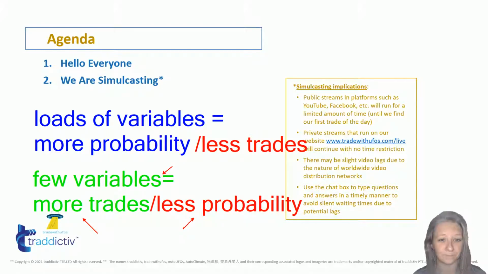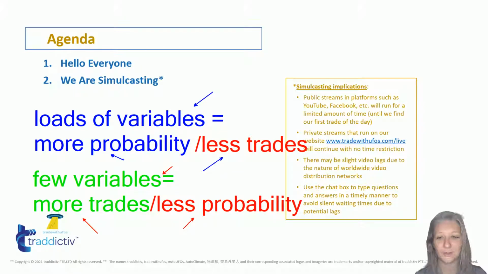If we have very strict variables where it has to hit this and this and this and this before I even place a trade, then what will happen is we might spend a lot of time looking at trades but not placing them. We're going to have fewer trades, but the trades that we do place are going to have higher probability. And of course, these are things on a spectrum. You can do a few variables, right?